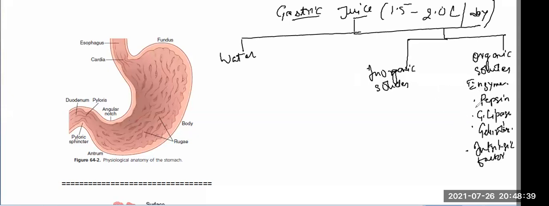And in inorganic solutes, we have first hydrochloric acid, which is secreted by parietal cells. Then you have sodium ions, potassium ions, and bicarbonate ions, these three things. Now let's look at the secretion of these organic solutes and inorganic solutes in the stomach.